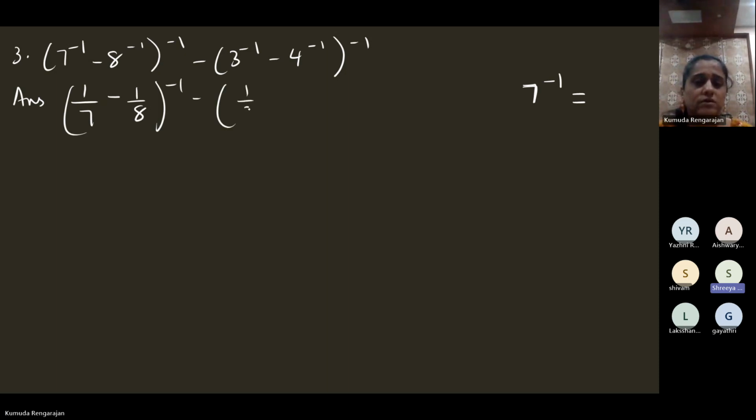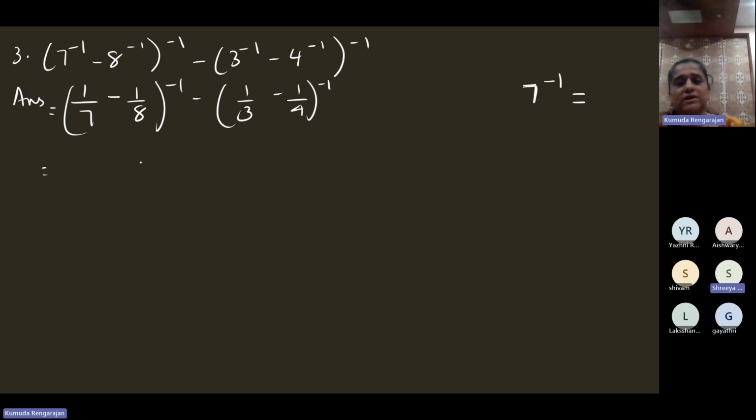Next step. Now I've written 7 minus 8 to the power 1, because there's a minus 1 up over there. And then I've done the same with the other one. No, that's wrong.